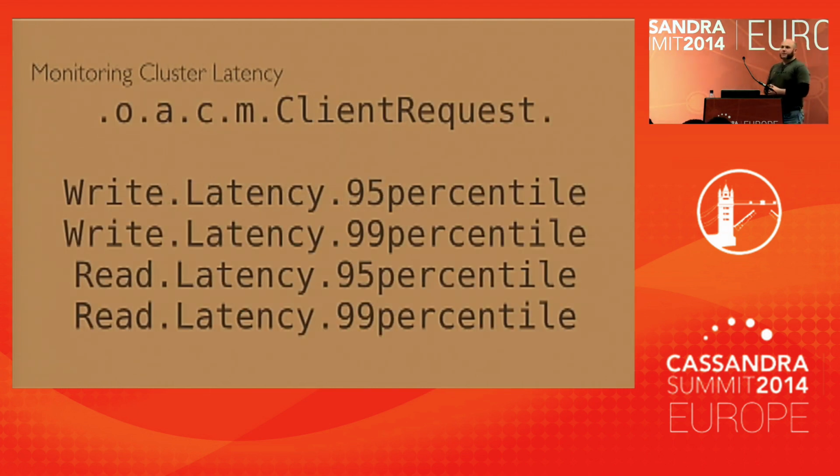Latency is probably the most important one that everyone cares about, and the metrics library provides a lot of latency metrics. It gives us the 50th, the 75th, the 95th, the 98th, the 99th, the 99.9th percentiles. So you can grab all those. There's averages and standard deviations. This one here, OACM client request, is the cluster level latency, end-to-end request latency for processing your request.